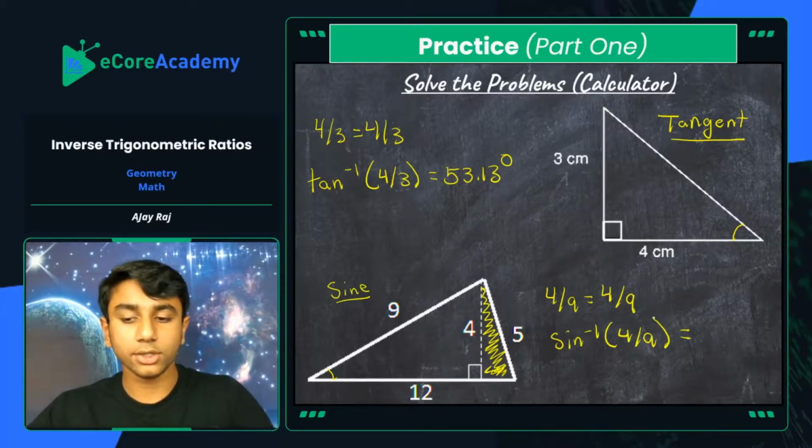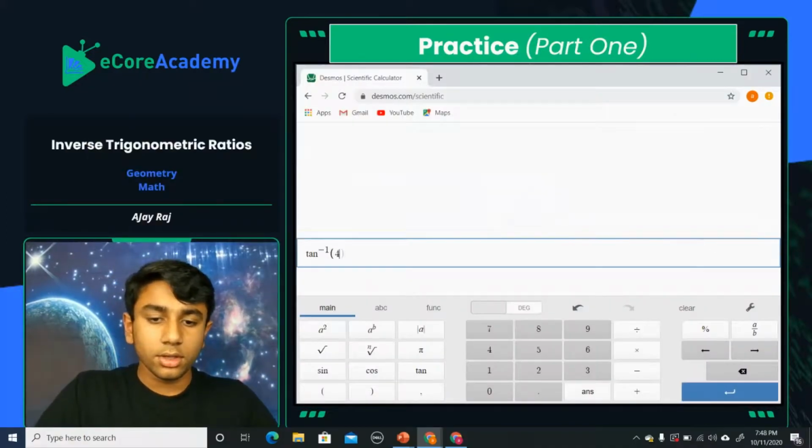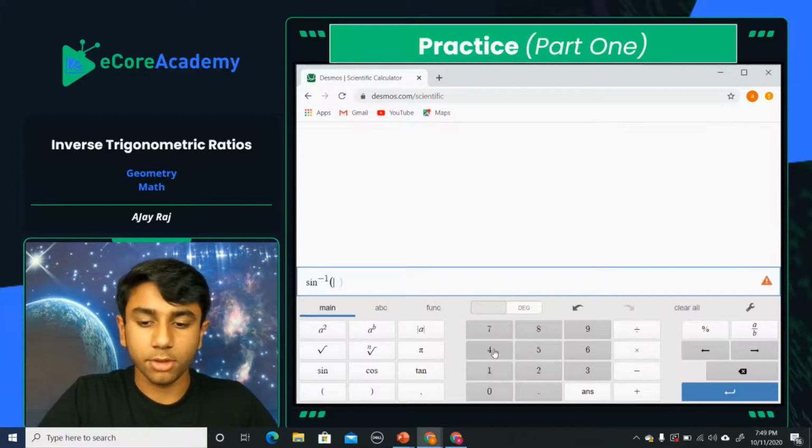So let's switch back to our calculator here. Now we're going to do a sine function instead. So it's going to be sine to the negative first. We're going to raise it to the negative first power. We're going to multiply it by 4 over 9.